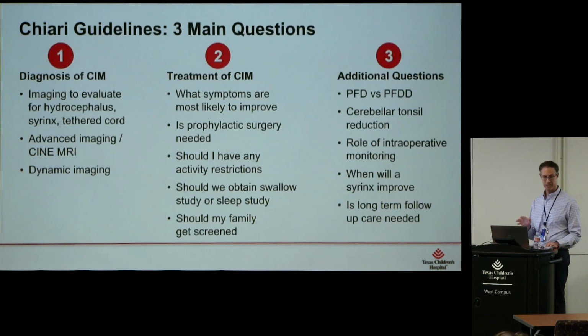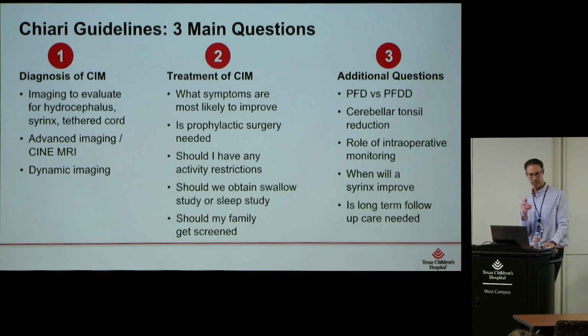The Chiari guidelines, just in brief, I'll let you look them up on your own time, but we have 3 chapters. We looked at the diagnosis of Chiari malformation, the treatment of Chiari malformation, and then some additional questions. For the diagnosis, it was basically what studies do you need to adequately understand a specific patient's diagnosis of Chiari. For the treatment, we looked at whether prophylactic surgery is needed.